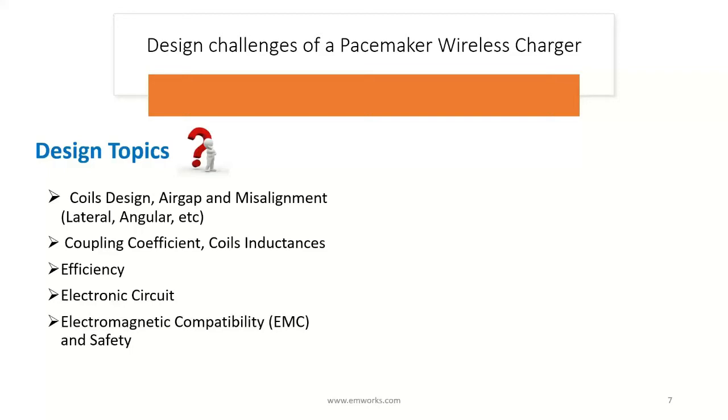Electromagnetic radiation should be restricted around the human body because it has many side effects. The shielding has a great impact on the wireless charger. For this reason, it should also be carefully studied.